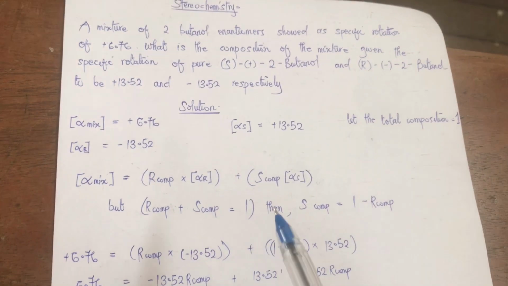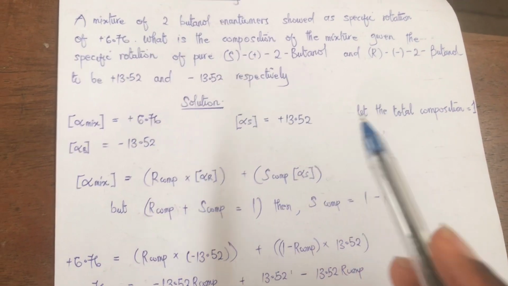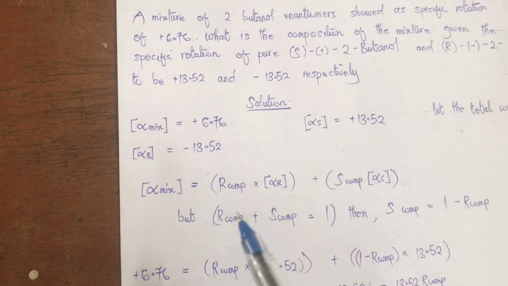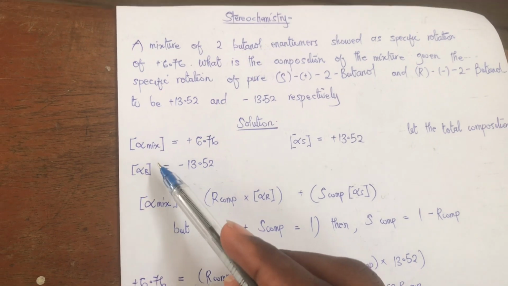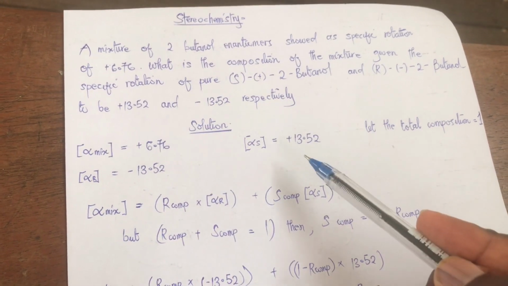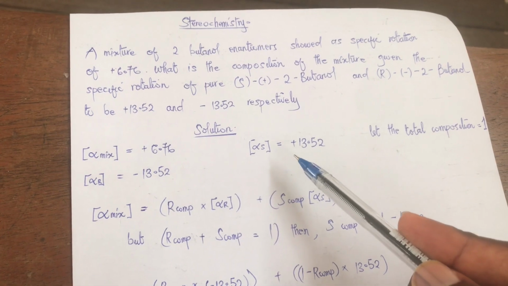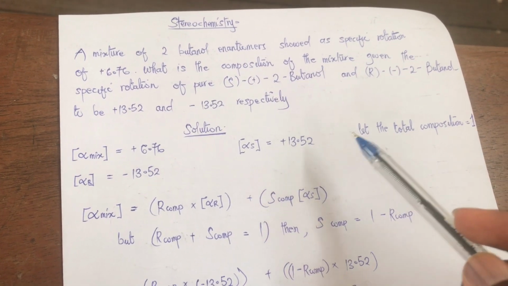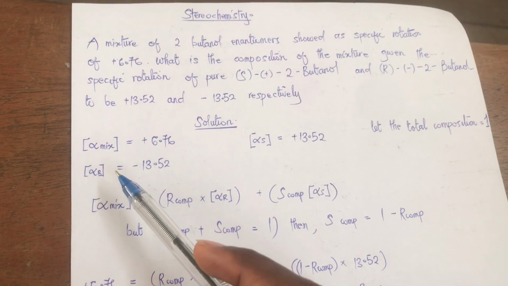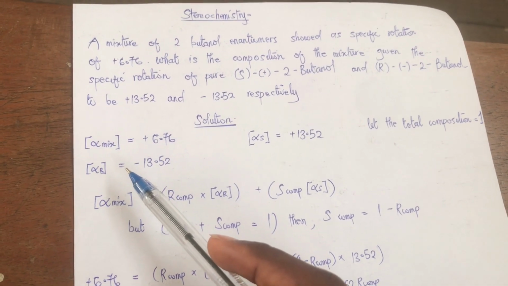Now, they are asking you to find the composition. So all you have to do is just list your data down. This is the specific rotation of the mixture, positive 6.76. Specific rotation of the pure S enantiomer, 13.52 degrees. Specific rotation of the R enantiomer, negative 13.52.